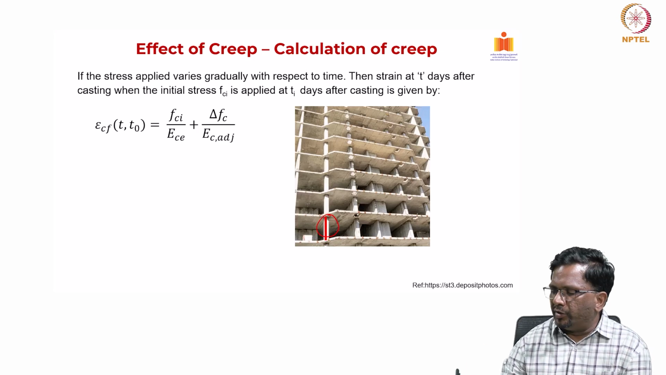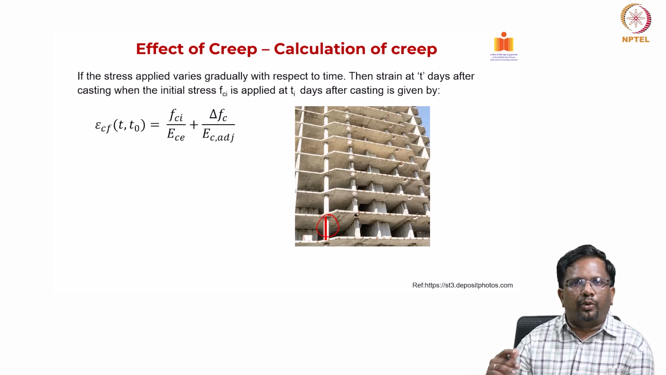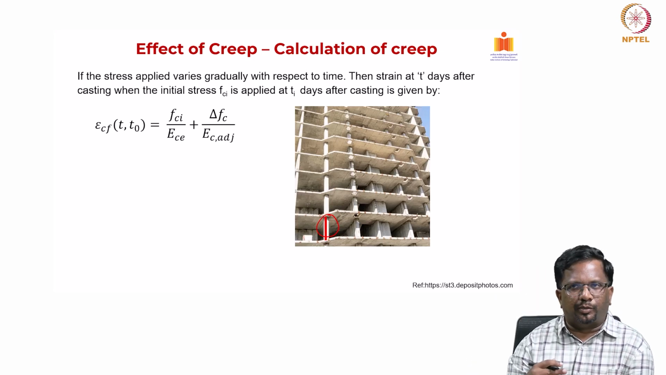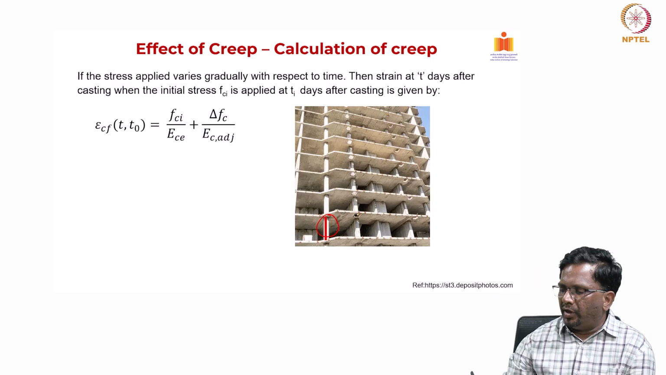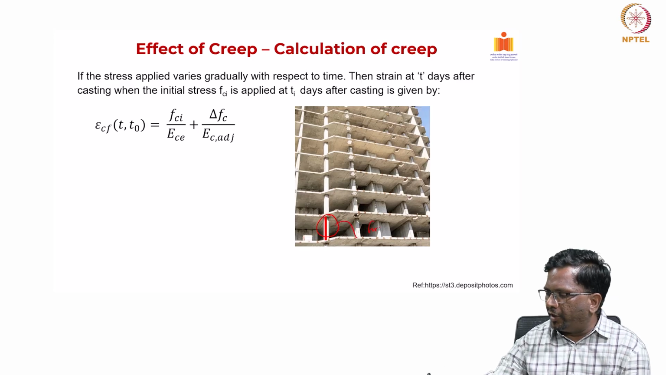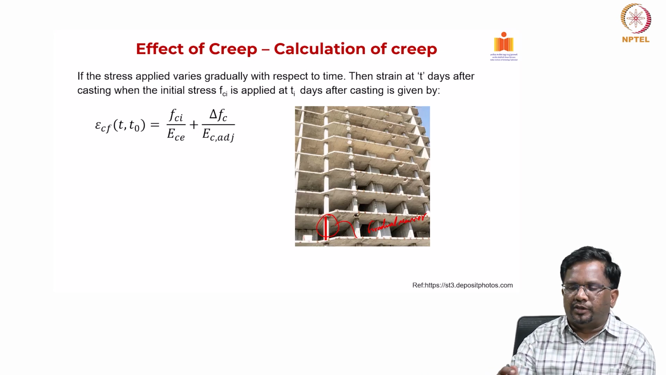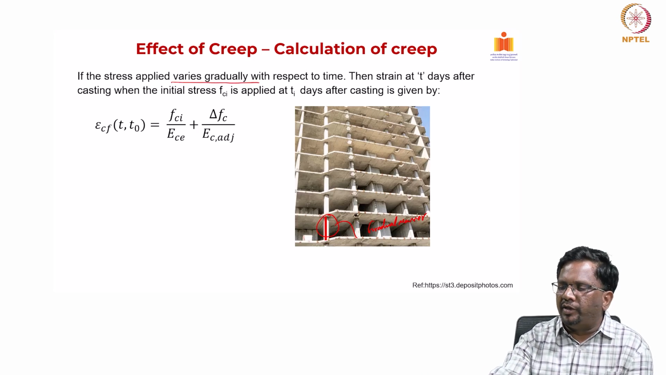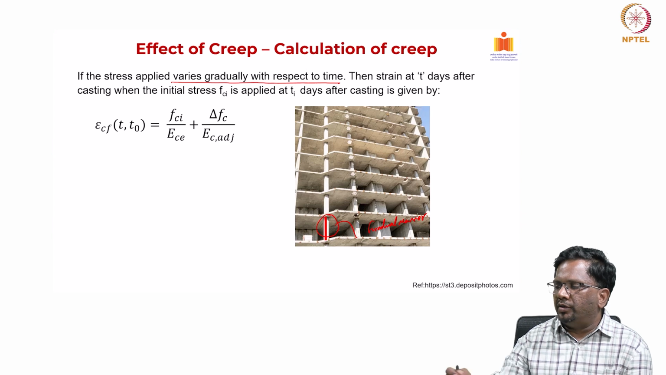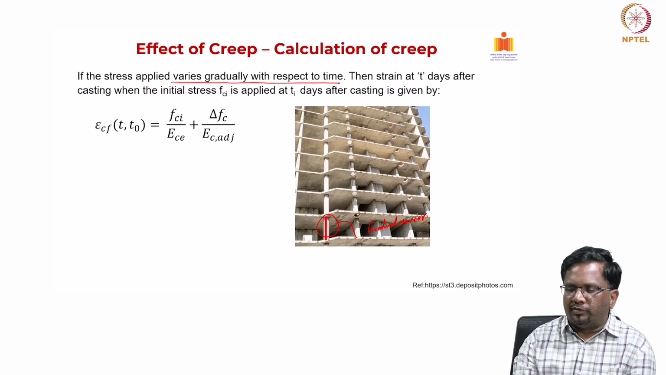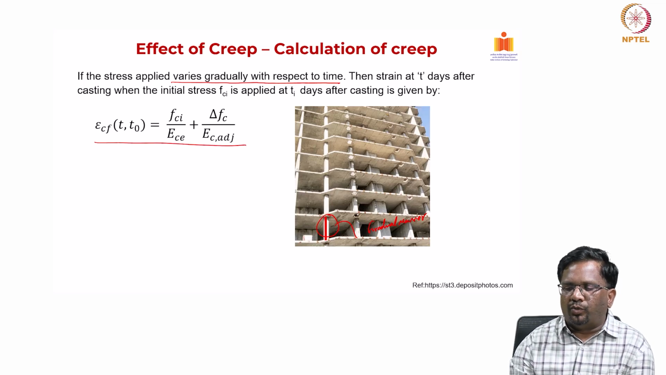Now, see, for example, this column is not loaded all of a sudden. Construction of each floor takes some time. So, the loading happens in a gradual manner, and I do not apply the loads all of a sudden. So, the stress applied is varying gradually with respect to time on this column. The strain at T days after casting, when the initial stress FCI is applied T days after the casting, is given by this equation. Now, you can see what is the advantage.